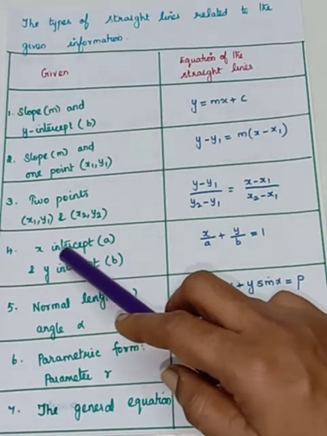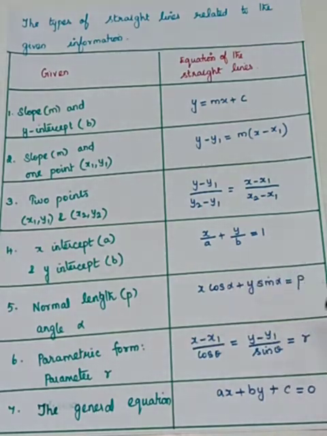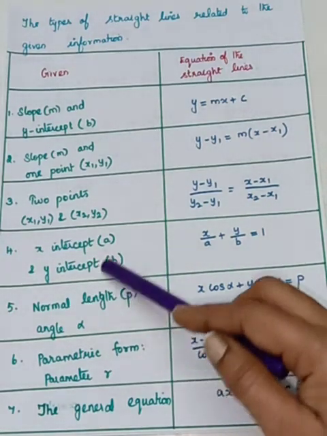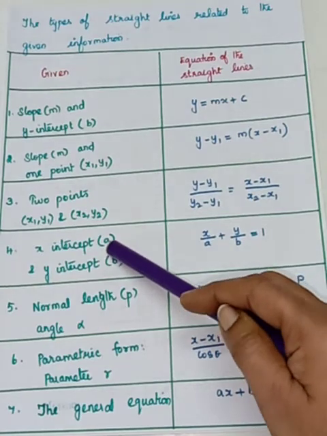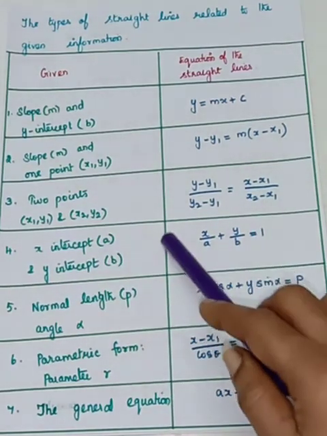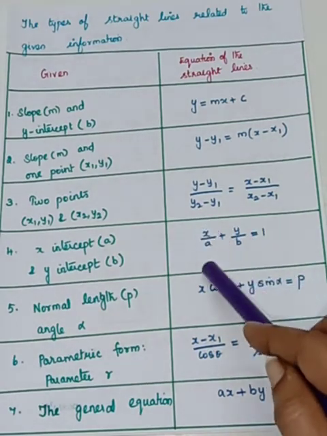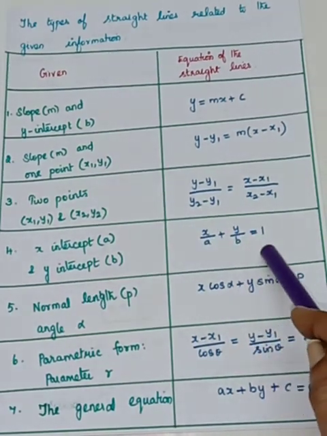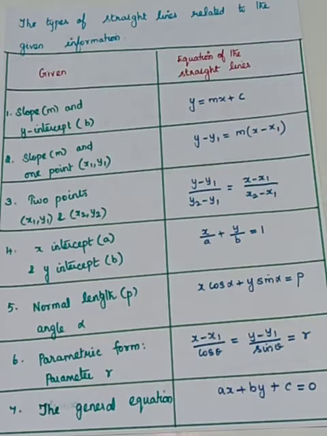And you see the x-intercept, that is OA. Just now we have seen the x-intercept is OA. So OA is taken as the distance a, and the y-intercept b is given. The intercept form of the straight line is x by a plus y by b is equal to 1. And you see the normal length p. So what is it? Normal length. You see here.